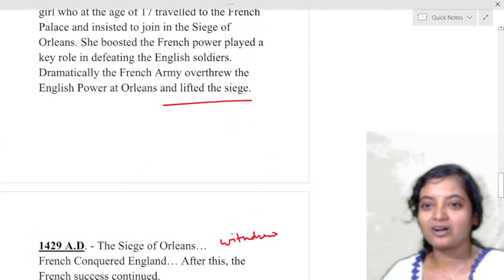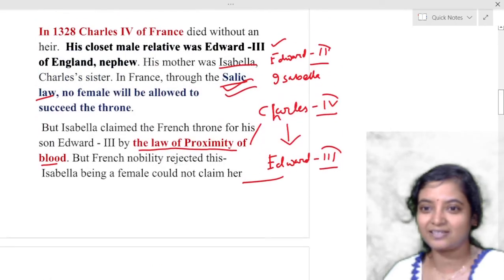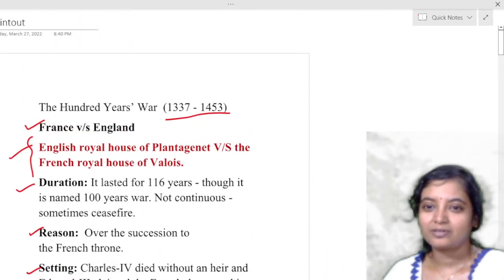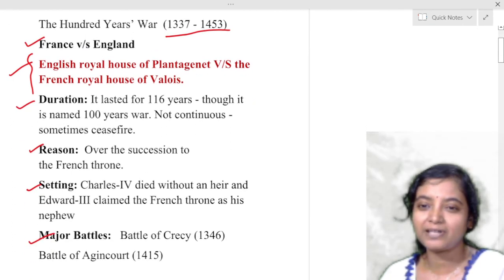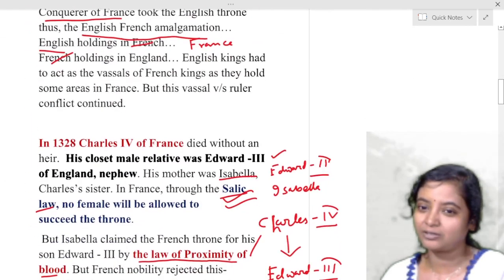Okay, this long dragging war lasted for 116 years. So many kings died. The kings died due to their age or any other problem, but people died on the battlefield. But most of all, the pathetic death was the death of Joan of Arc.